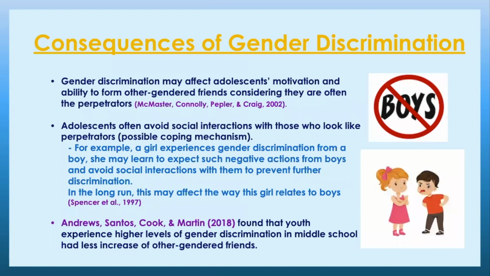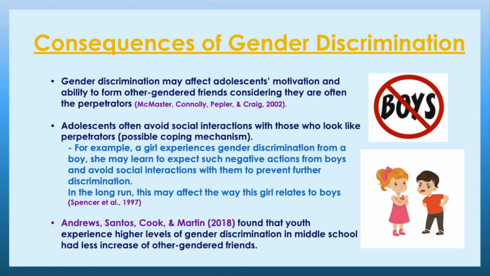Consequences of gender discrimination. Since the perpetrators of gender discrimination tend to be other gendered peers, the presence of gender discrimination may affect adolescents' motivation and ability to form other gendered friends. Youth who are experiencing gender discrimination often avoid social interactions with those who look like perpetrators. For example, a girl experiences gender discrimination from a boy. She may learn to expect such negative actions from boys and avoid social interactions with them to further prevent discrimination. In the long run, this may affect the way this girl relates to boys.